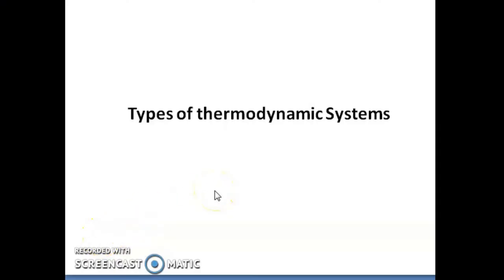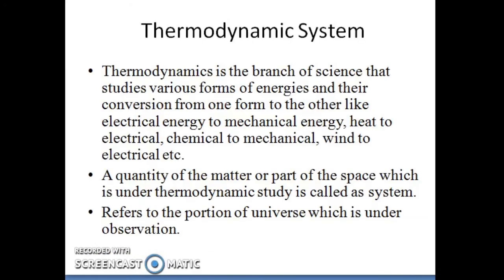Types of thermodynamic system. Thermodynamics is a branch of science that studies various forms of energy and their conversion from one form to another. For example, electrical energy to mechanical energy, heat energy to electrical energy, chemical to mechanical, and many more. In thermodynamics, the quantity of matter or the part of the space that we study, we call a system.